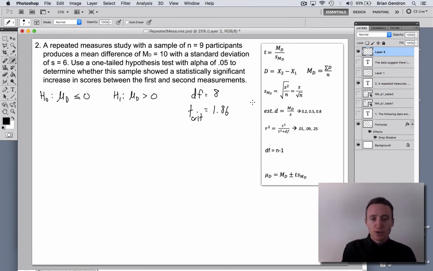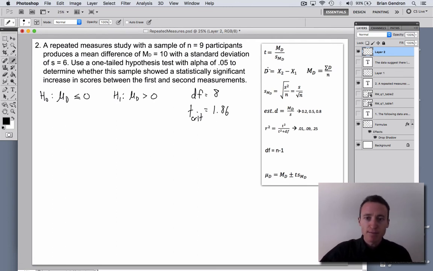1.86. So essentially, once we calculate our test statistic of t, if that test statistic is larger than 1.86, we're going to reject H0. Put differently, if it's larger than 1.86, we think that the average difference we're seeing here is statistically significant. It's a statistically significant increase. All right, so let's go ahead and find out what we have.